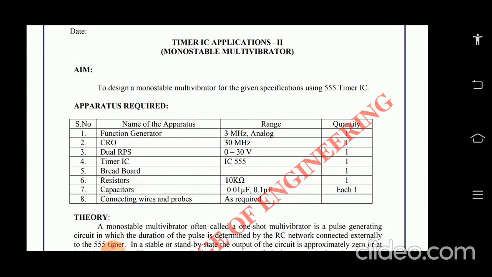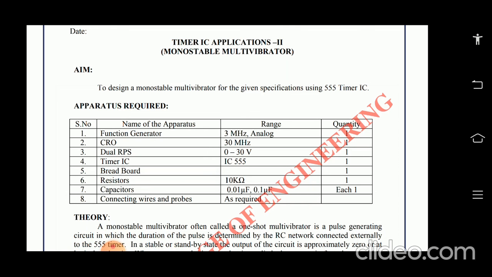As I said earlier, another timer IC application is the monostable multivibrator. Here also, this experiment requires a design for the given specification using our 555 timer IC. Similarly, we have some apparatus requirements for this experiment: a function generator, which will give the input for our circuit, a CRO, from which we can get the output waveform, and the 555 timer IC.